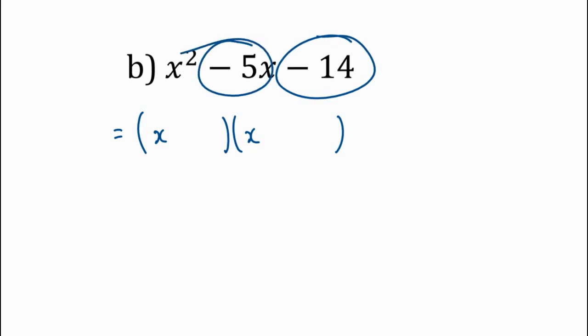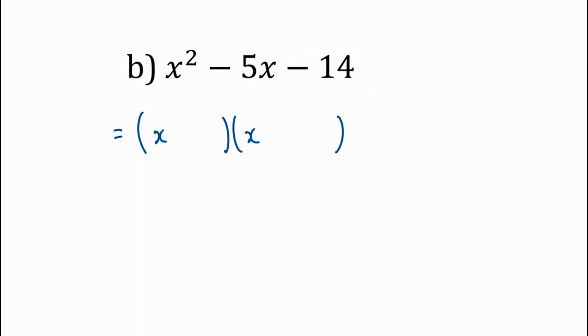And because they're multiplying to a negative, one of them has to be positive and one of them has to be negative, because when you multiply a positive and a negative, you get a negative, right? So they have to have opposite signs, which means the difference between them will be 5. Okay, so I'm going to be subtracting them to get the 5.